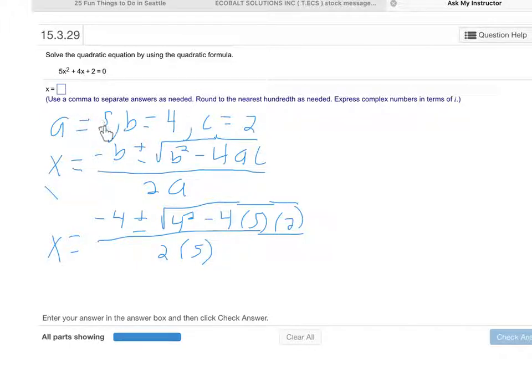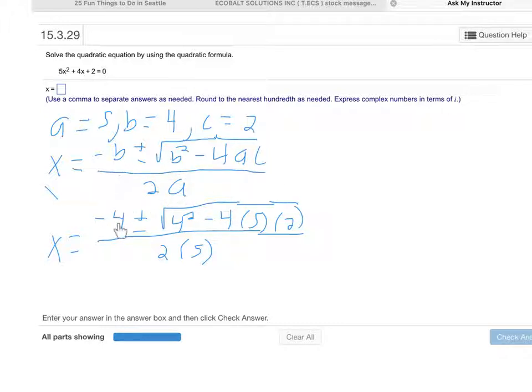So a is always the coefficient of the squared term, which is 5. b is the coefficient of the linear term, which is 4. And c is always the constant, which is 2. Then here's the quadratic formula. It's minus b plus or minus the square root of b squared minus 4ac, all over 2a.